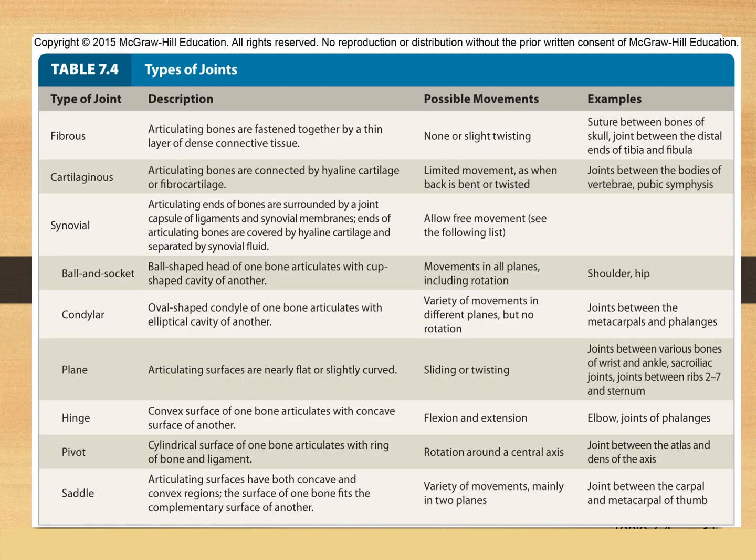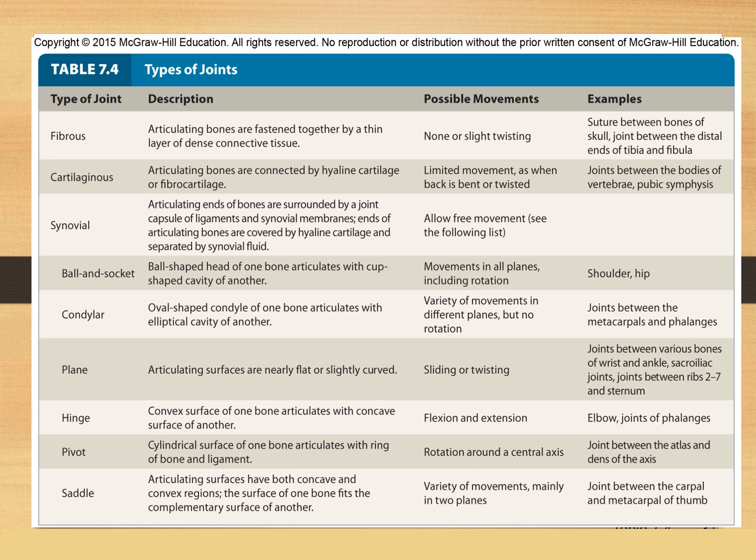Let's review. Fibrous joints are where the articulating bones are fastened by a thin layer of dense connective tissue. This allows for little or no movement. You have no movement in the sutures of the skull bones, the gomphosis of the teeth, and there's a little bit of movement between the distal ends of the tibia and fibula, also including the radius and ulna.